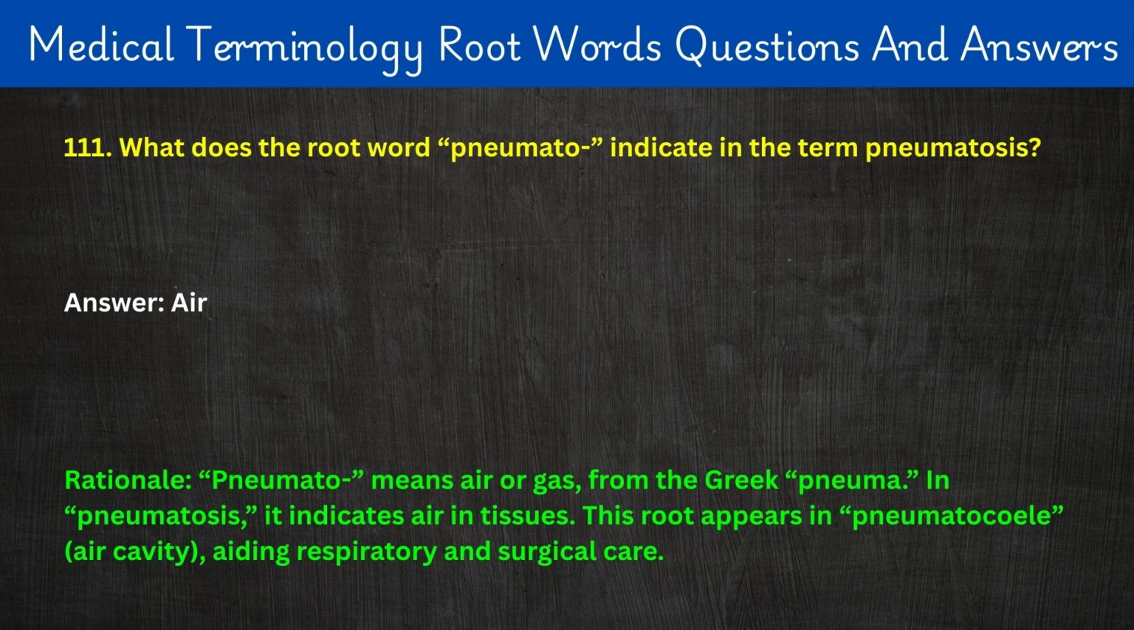111. What does the root word pneumato- indicate in the term pneumatosis? Answer: air. Rationale: Pneumato- means air or gas, from the Greek pneuma. In pneumatosis, it indicates air in tissues. This root appears in pneumatocele, air cavity, aiding respiratory and surgical care.